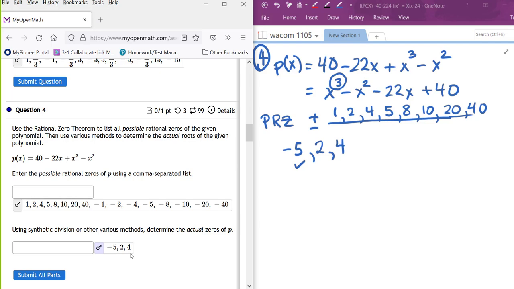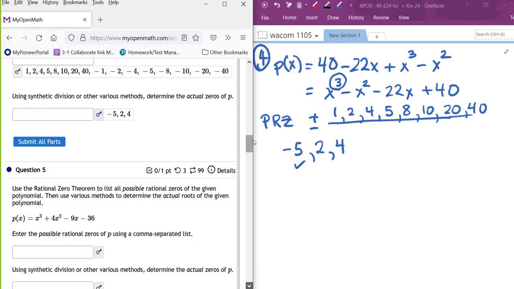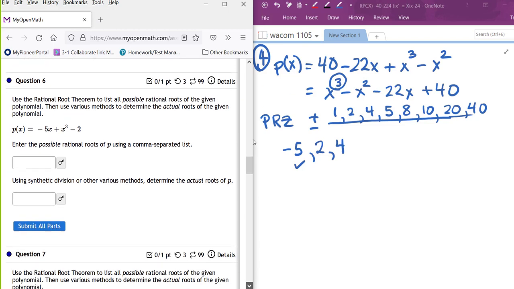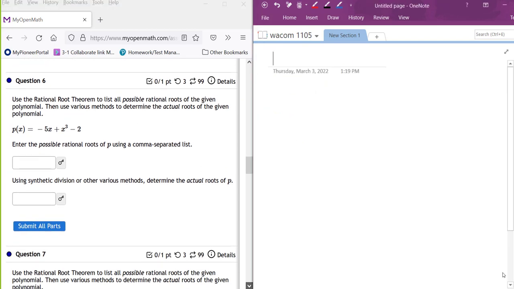All right, we'll skip 5. It's kind of the same thing, and you're going to find the zeros from the calculator. We'll go to 6. And so we're going to use the rational root theorem to list all the possible rational roots.